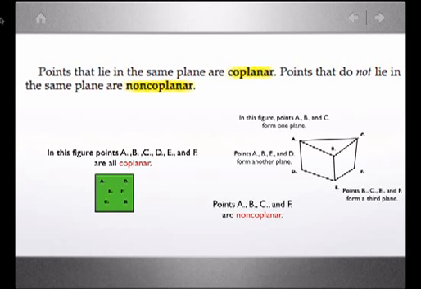The points A, B, and C form one plane. The points A, B, E, and D form another plane. Points B, C, E, and F form a third plane. E is in both planes A, B, E, D, and B, C, E, F.